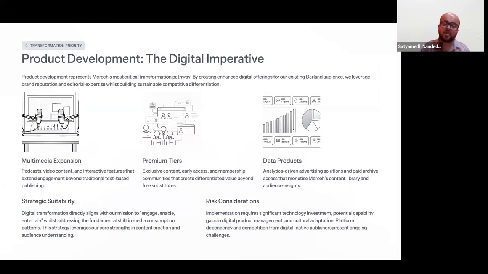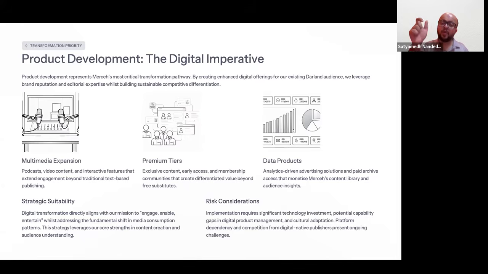The second pathway is the product development pathway. Product development represents Mercy's most critical transformation. By creating enhanced digital offerings for our existing audience, we leverage brand reputation and editorial expertise while building sustainable competitive differentiation. What we mean by this is you could have multimedia expansion. So instead of just focusing on digital print work, you could also start video content, include interactive features, and have podcasts and videos also, which will help to push you deeper into your existing audience.